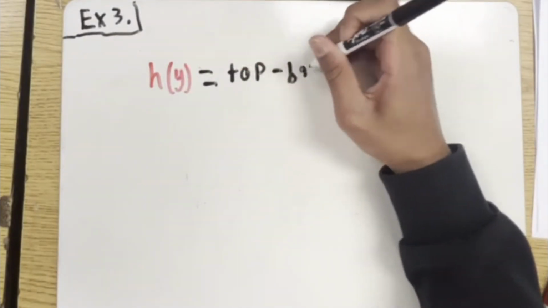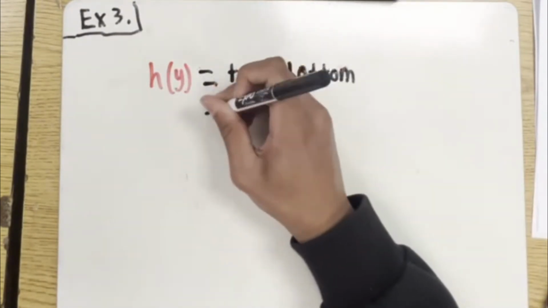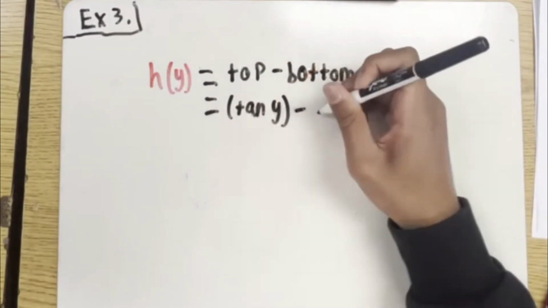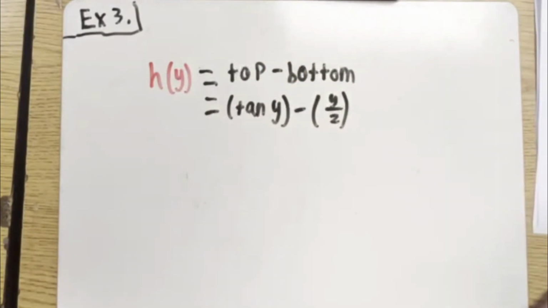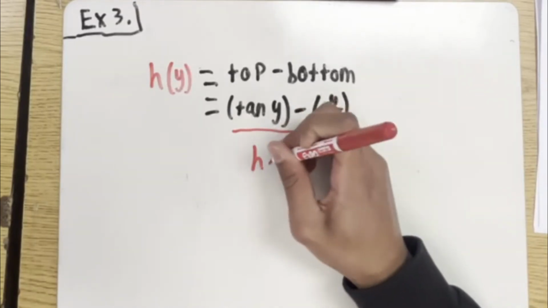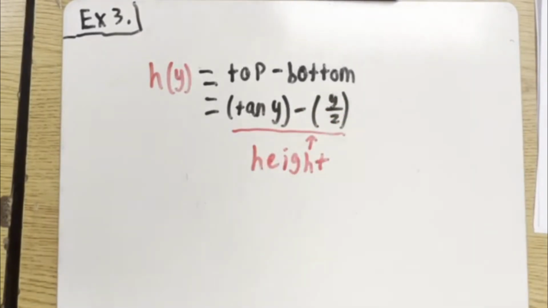Next, we need to find the height function of the solid of revolution S. You can use the top minus bottom formula. You can refer to graph 1 to determine which one is the top and which one is the bottom.